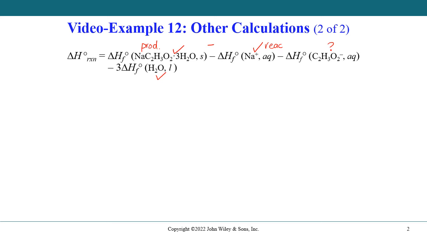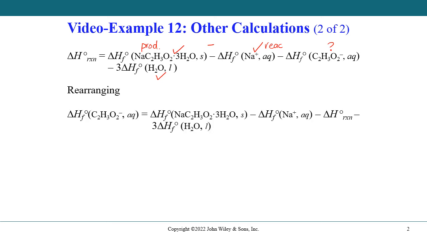So we can then rearrange, and we can end up with the delta H for the acetate, which is what we're trying to find, is going to be equal to the delta H for the product, for the salt, minus the sodium, minus the delta H of reaction, minus that for the water.